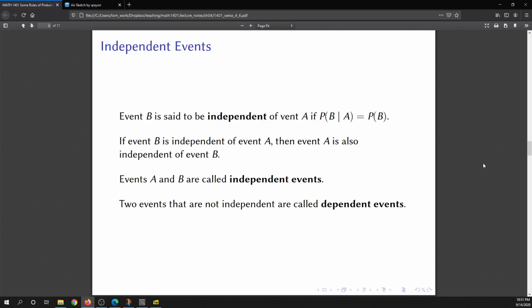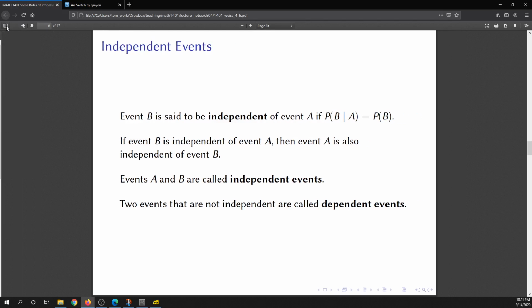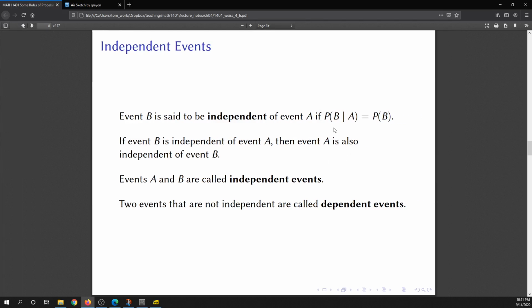All right, in this video, we are going to talk about independent events and the special multiplication rule. Event B is said to be independent of event A if the probability of B given A equals the probability of B. Remember, this is a conditional probability, the probability of B given A, so given that A occurs. If that probability is the same as just the plain old probability of B, it's not conditional, then the events A and B are said to be independent.